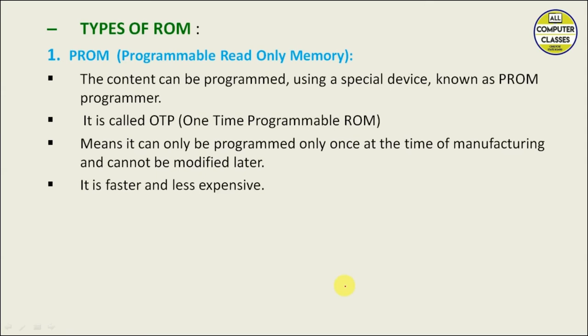Next is types of ROM. First is programmable read-only memory. The content can be programmed using a special device known as a PROM programmer. It is called OTP, meaning one time programmable ROM. It can be programmed only one time. It cannot be reused. It is faster and less expensive.